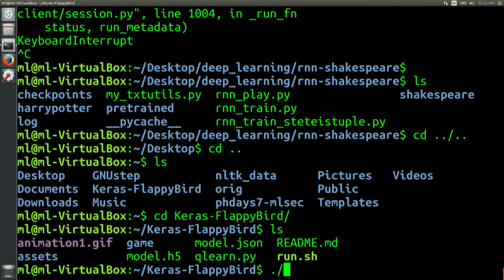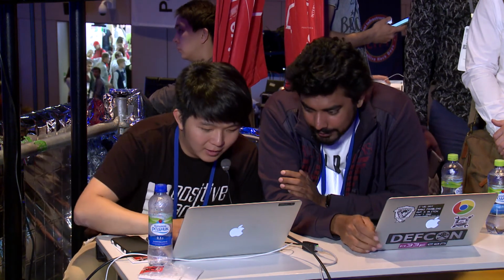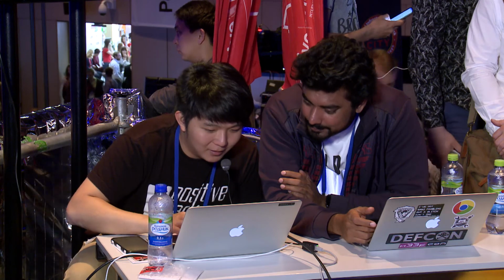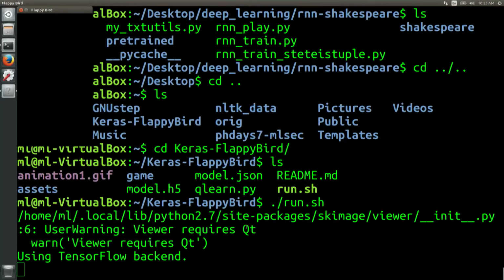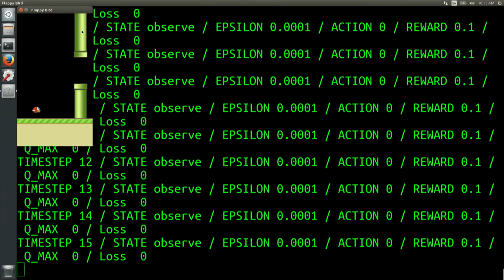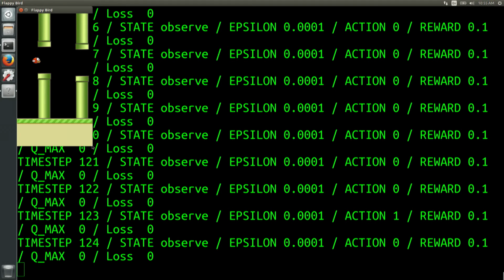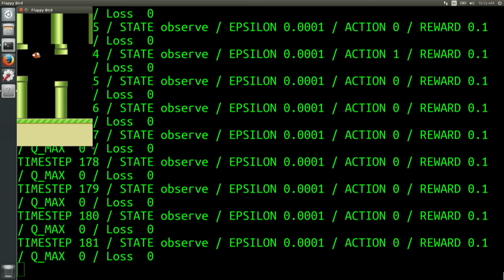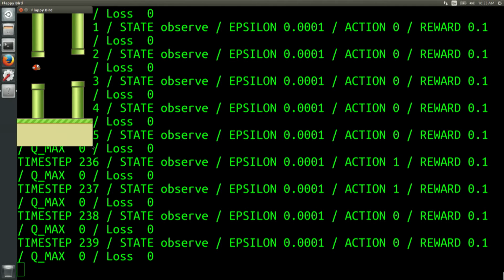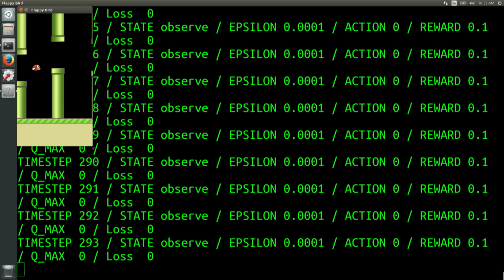So in our final example, we want to show this thing called Q learning, which is basically a way to teach a deep learning algorithm to learn how to play a game. If you go to Keras Flappy Bird and just run.sh, this is an algorithm that is learning how to play Flappy Bird. There's just one input key, which is up, and over time the algorithm decides whether to press up or not to press anything.